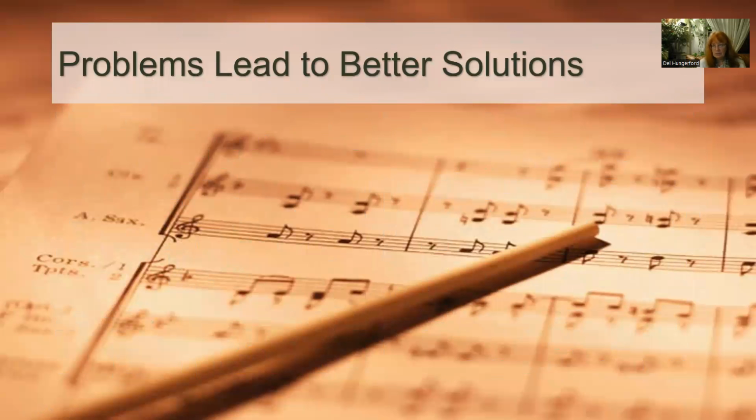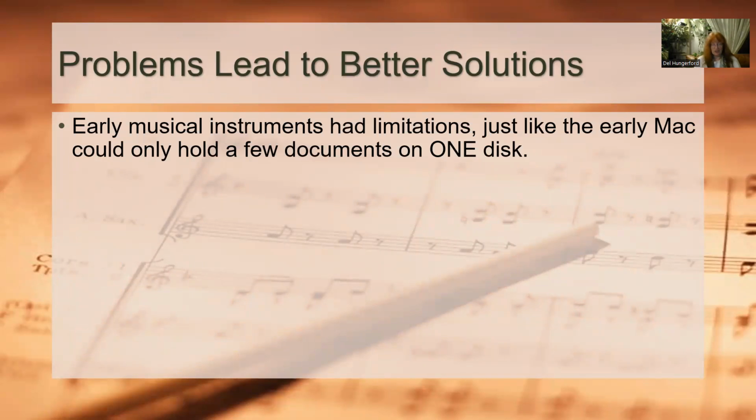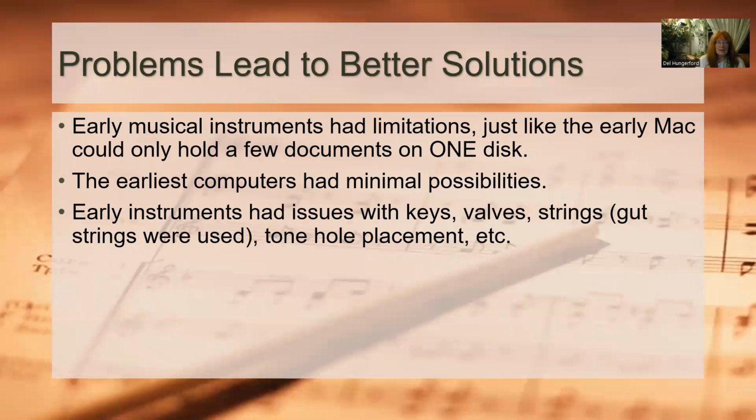Problems lead to better solutions. Early musical instruments had limitations, just like early computers had limitations. Because the early computers could only hold a few documents on one disk. And you couldn't do all those cool programs on those that you can now. The earliest computers had minimal possibilities. Early instruments had issues with keys, valves, strings, and string players used gut strings, by the way, usually cat gut. Don't tell your cat that. Tone hole placement. There's so many things that early wind instruments and even string instruments had issues with.